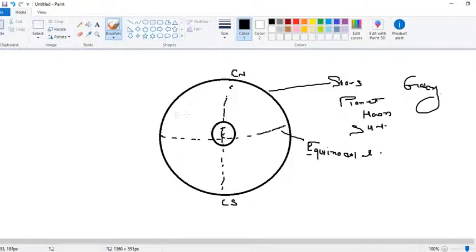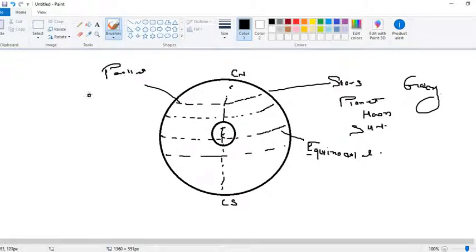Parallels of declination are the small circles, same like on Earth. These are your parallels of declination, small circles.